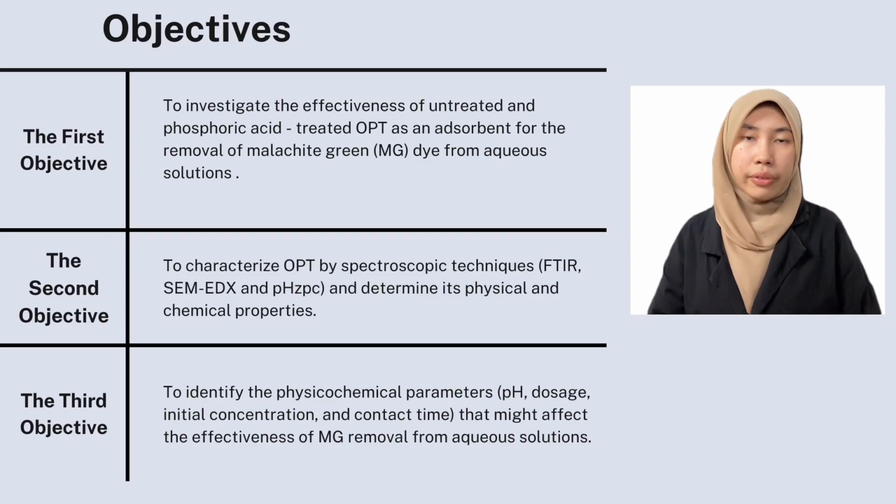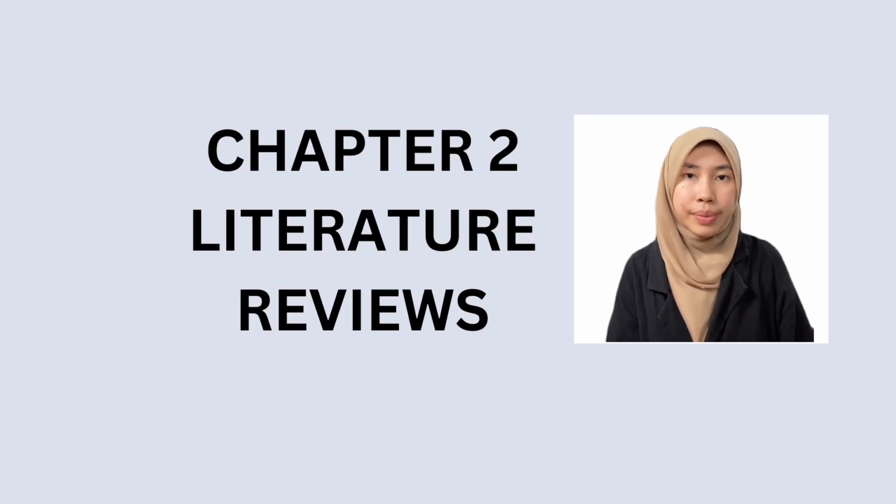There are three objectives for this experiment. First, to investigate the effectiveness of untreated and phosphoric acid-treated OPT as an adsorbent for the removal of malachite green dye from aqueous solution. Second, to characterize OPT by spectroscopic techniques which include FTIR, SEM-EDS, and pHpzc, and determine its physical and chemical properties. Third, to identify physicochemical parameters that might affect the effectiveness of malachite green removal from aqueous solutions. Chapter 2, Literature Review.